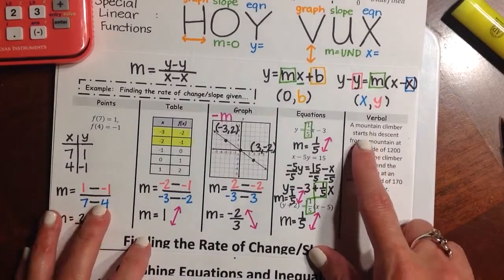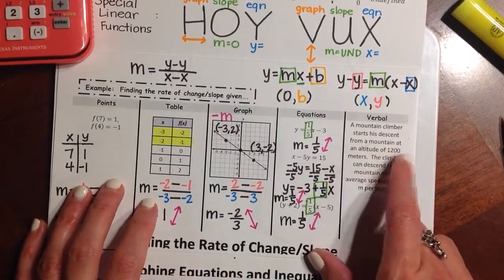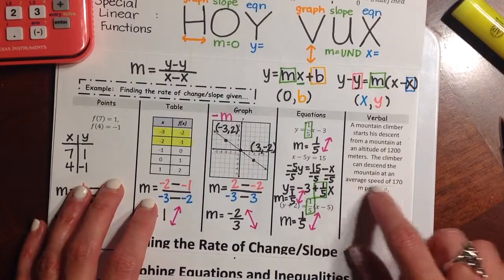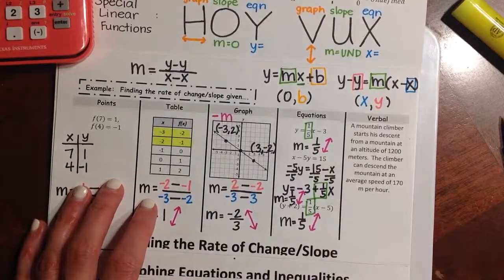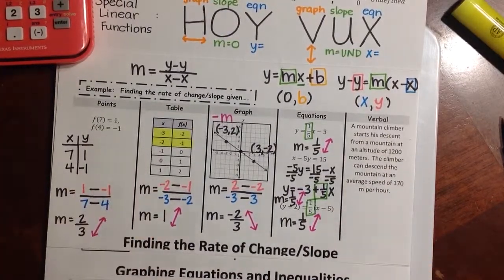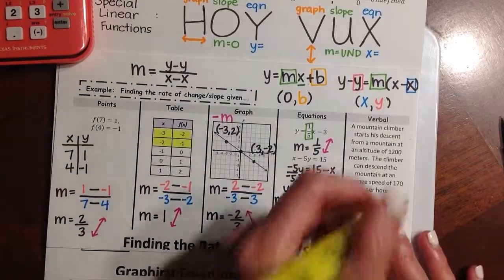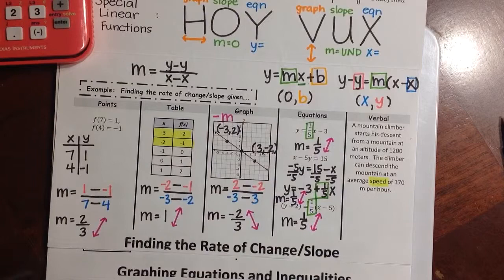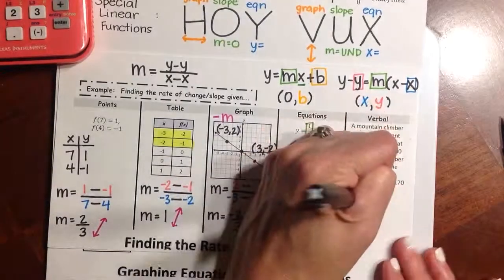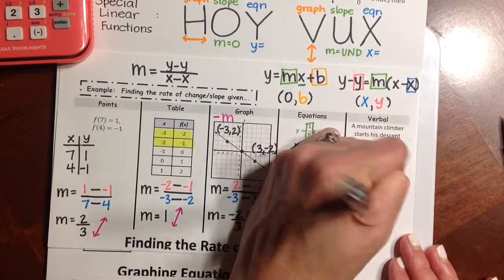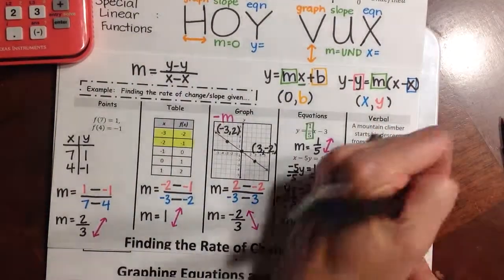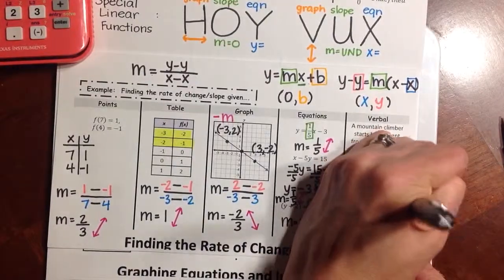So let's read this. A mountain climber starts his descent from a mountain at an altitude of 12,000 meters. The climber can descend the mountain at an average speed of 170 miles per hour. Okay, I see a word that is telling me rate. That is speed. Speed is another word for slope. So I just need to know, do I know his exact speed? And I sure do. His speed is 170 miles per hour. So I'm going to put mph.